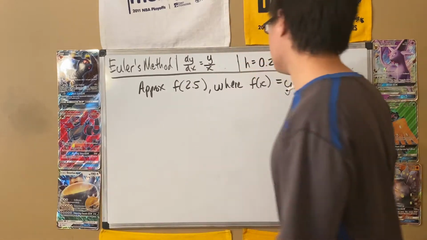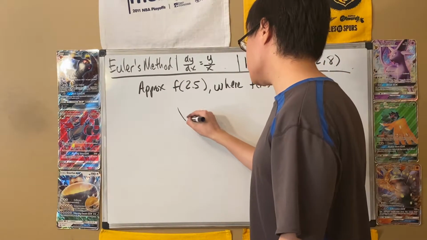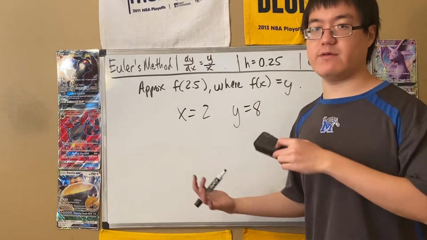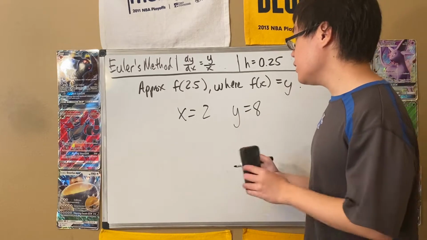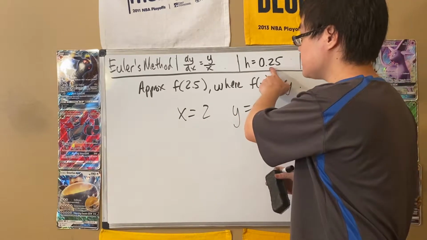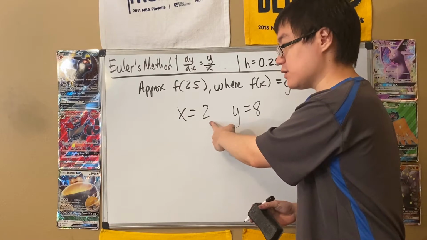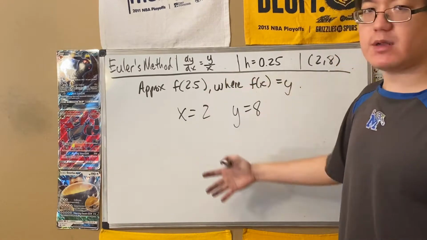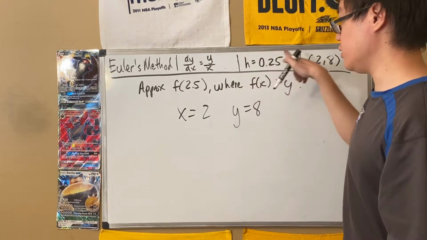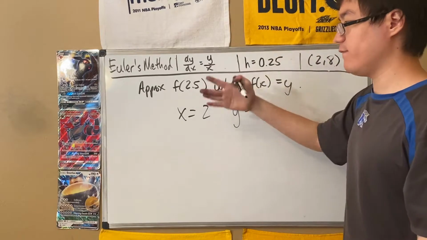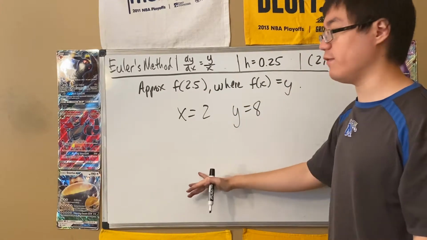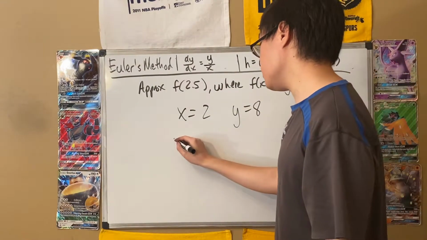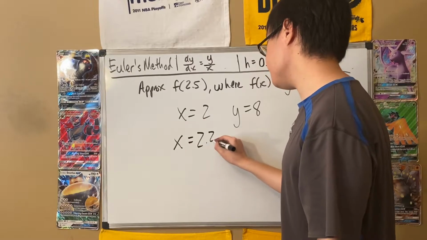So what I like to do is write out the given point first. I like to write out x is equal to 2 and y is equal to 8, because this will be the previous x and the previous y for my next line. Keep in mind that because we have a step size of 0.25 and we're starting at x equals 2, I'm not going to be able to jump from 2 to the number I want, 2.5. I have to stop midway. So you have your 2, then you approximate 2.25, and then finally 2.5. You take your initial x and just keep adding your step size. So we're going to do x is equal to 2.25 first.